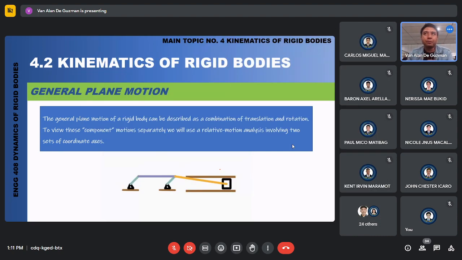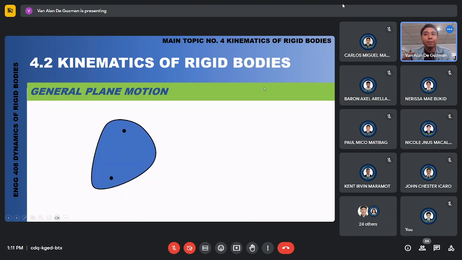So ano po? Sabi natin, there are two methods in solving general plane motion problems. We have yung ating relative motion analysis and we have yung ating instantaneous center of zero. Yun yung i-discuss natin bukas. Ngayon, relative motion analysis lamang po muna tayo. And the method goes like this.